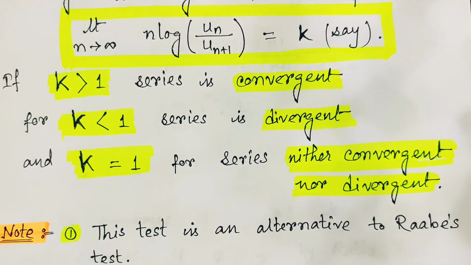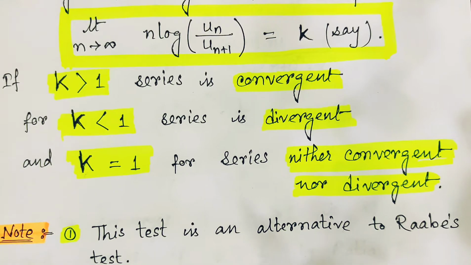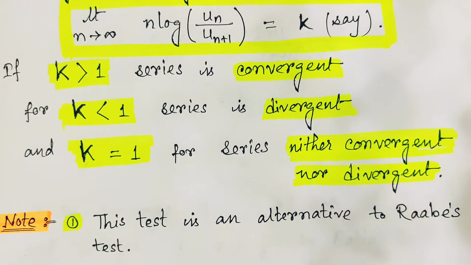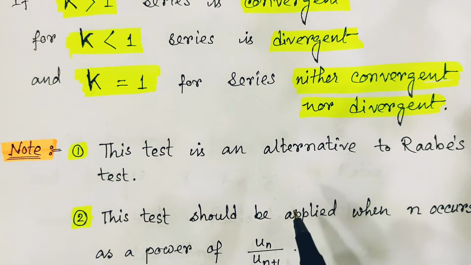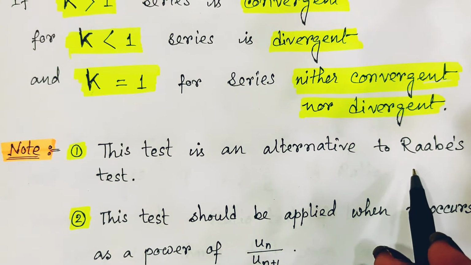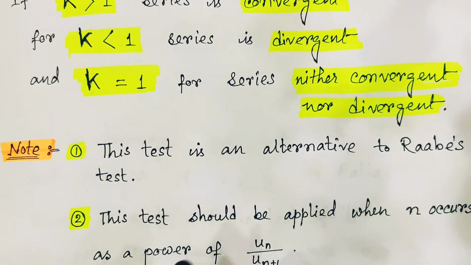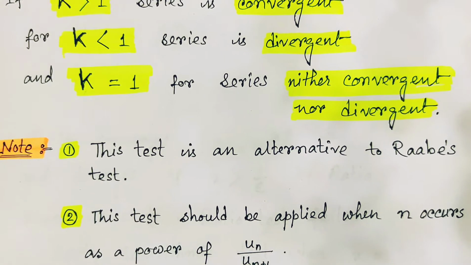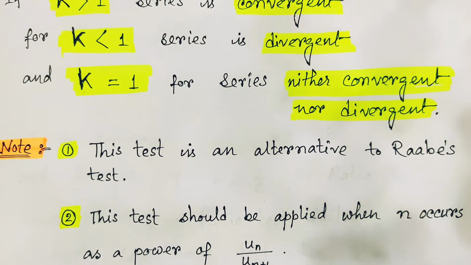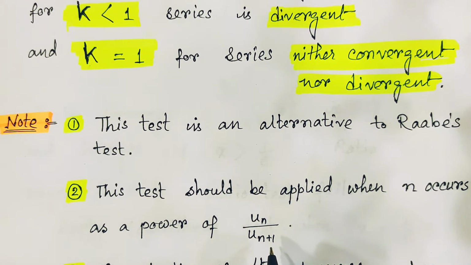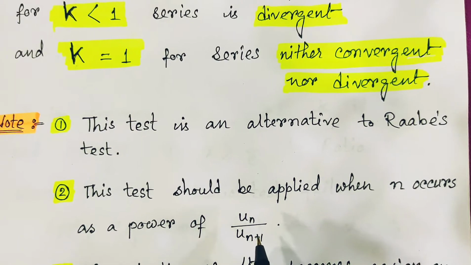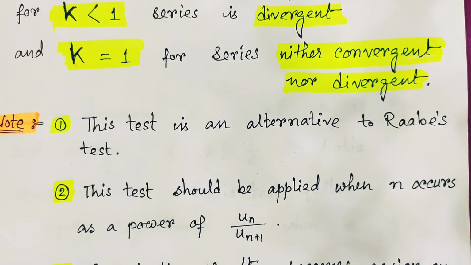So this is our log test, but at first we should know when we should apply it. This log test is actually the alternative of Raabe's test. When we went through the video of Raabe's test, we said that when D'Alembert's ratio test fails, we should go for Raabe's test. But when D'Alembert's ratio test fails and the term un divided by un plus 1 is in the power of n, then we should apply the logarithmic test instead of Raabe's test.